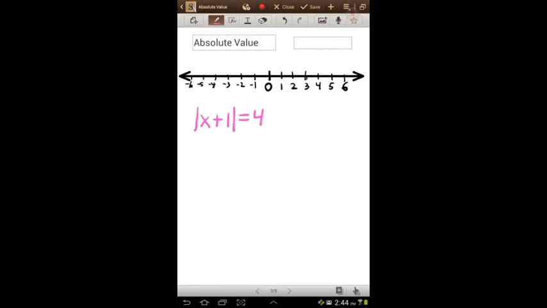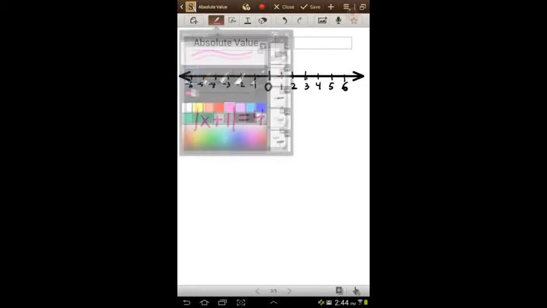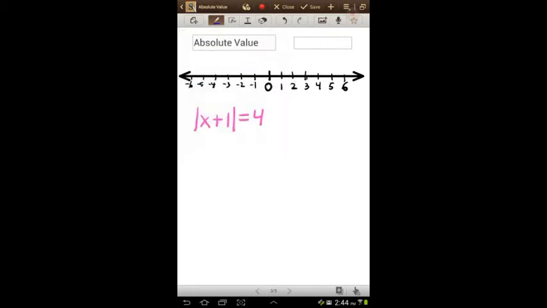Well, let's look at this as that whole chunk. We can't deal with that plus 1 yet because it's inside the absolute values. So we're going to look at that as one thing inside absolute values. And that thing is 4 away from 0. So it's either 4 or -4. We don't know which. Could be either one.